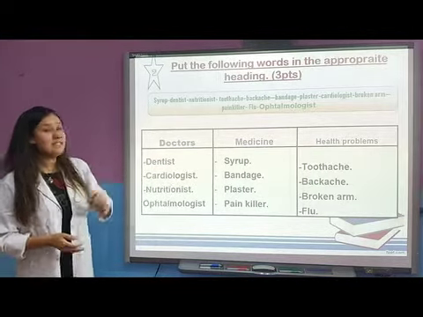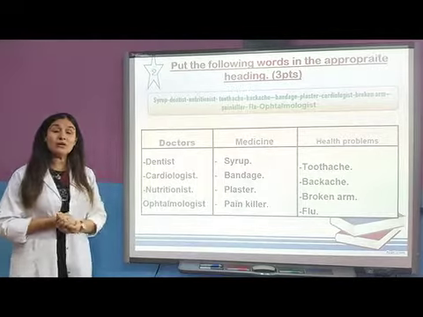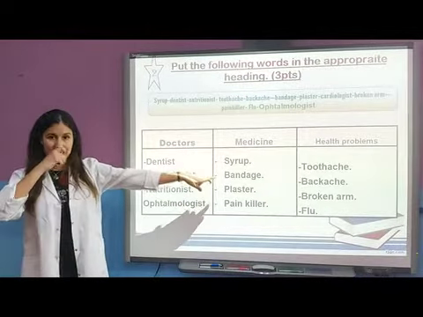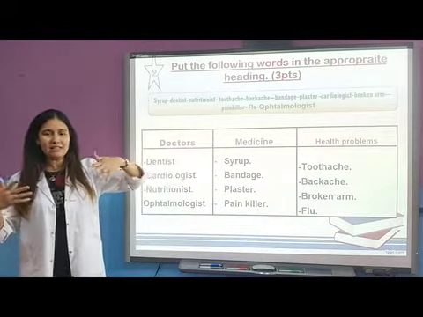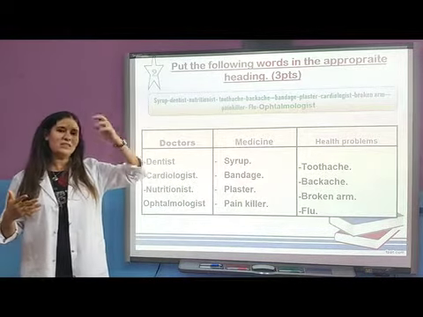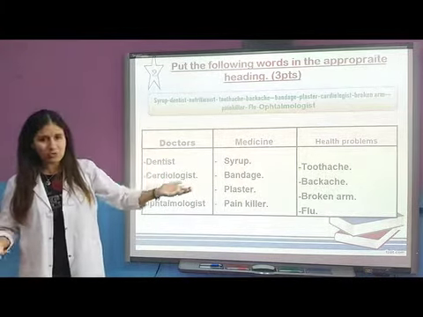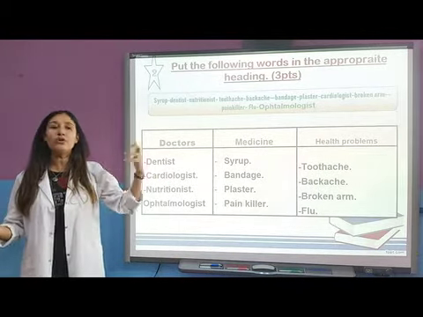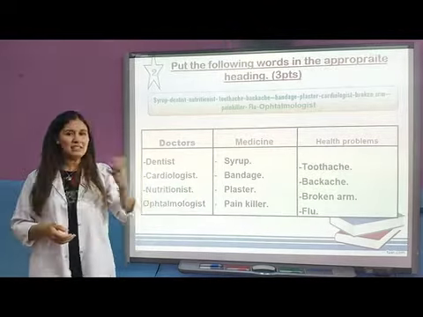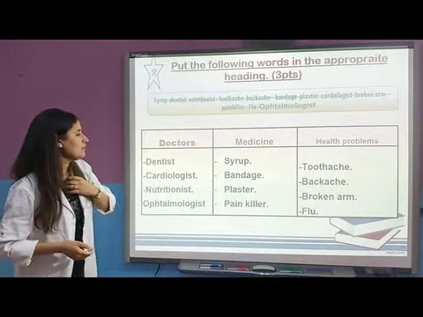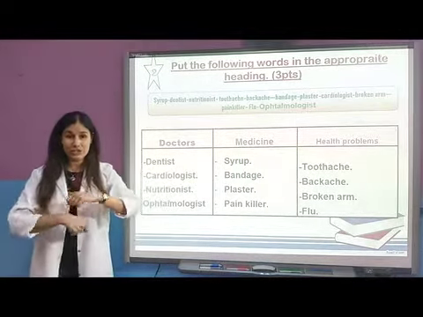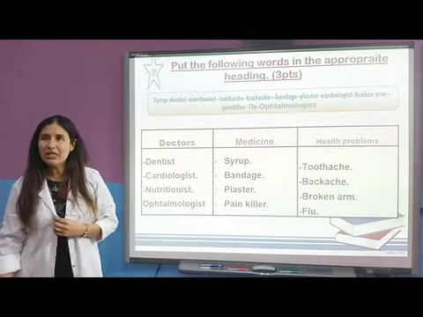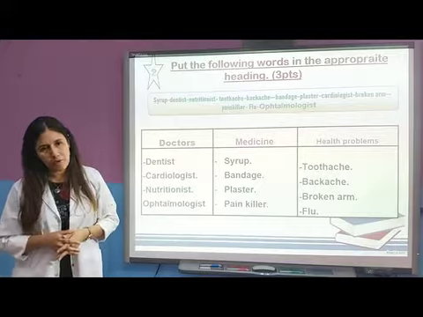Alright? The medicine that we will be using according to the list is syrup, the kind of medicine that children prefer the most. When it comes to pills, they would go for syrup because it's easy to swallow for them. The second one, bandage. The third one, plaster, and of course here you use a plaster when you have a broken arm or a broken leg.